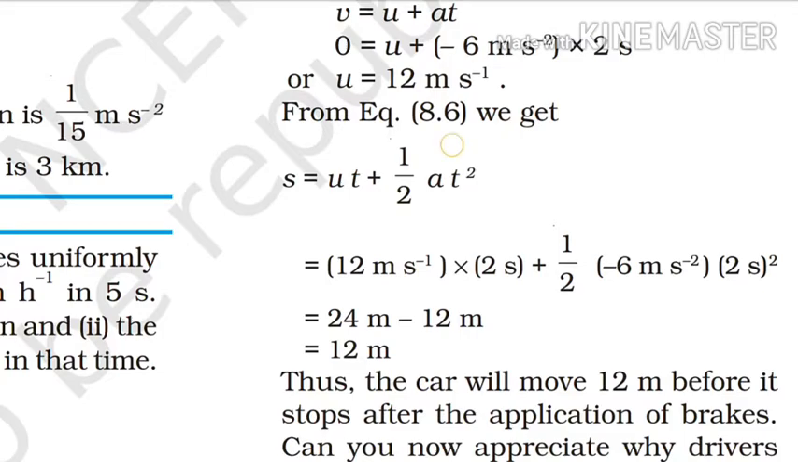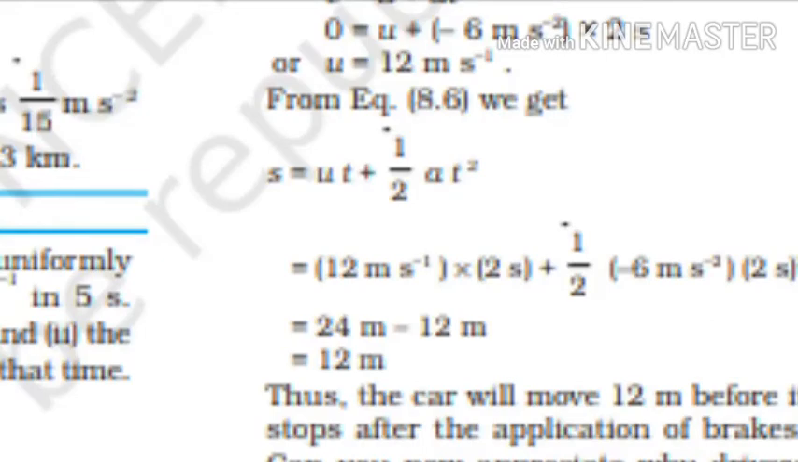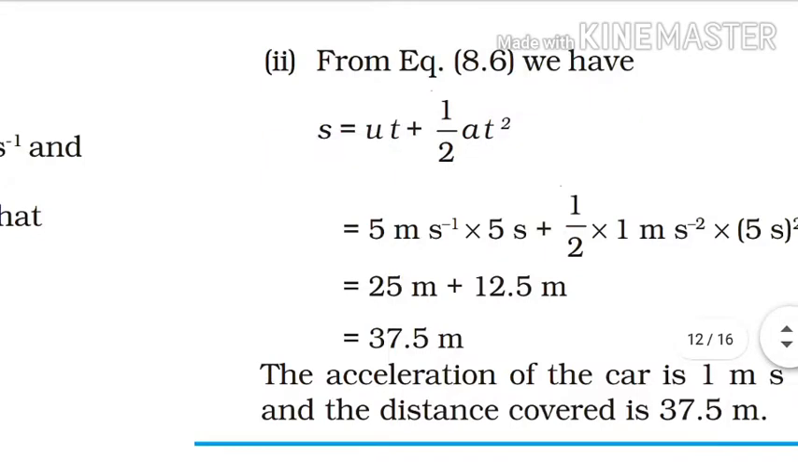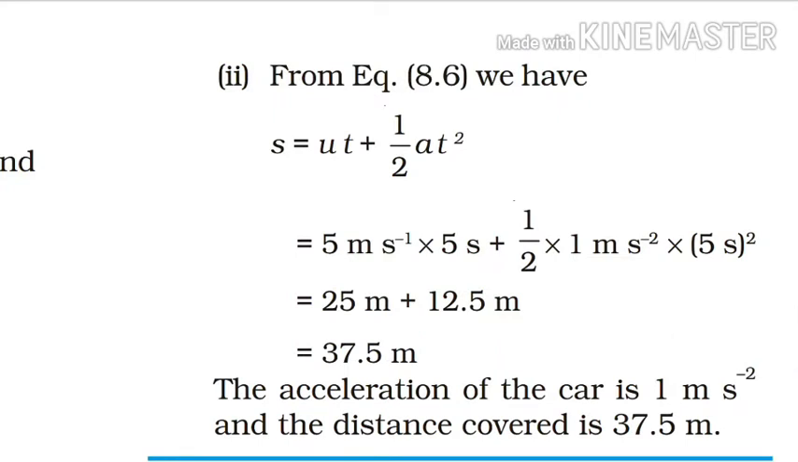So if we apply S equal to ut plus half at square, then with the help of this we can easily get the value of S. That will be equal to 5 into 5 plus half of 1 into 5 square, that is 25 plus 12.5, that is 37.5 meter. But if we apply S equal to v square minus u square divided by 2a, it will be 10 square means 100 minus 5 square means 25, so 100 minus 25 means 75, divided by twice of a, that is 2, so 75 by 2, that is 37.5. This will be the distance traveled by the car in 5 seconds.